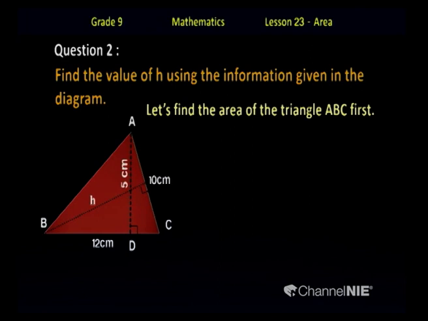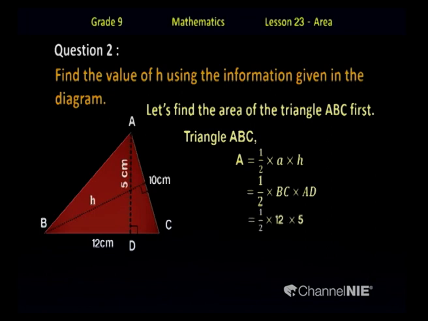Let's find the area of the triangle ABC first. What is the base? What is the correct perpendicular height? If you are selecting 12 centimeter as the base, then how can you write it? Half into 12 into 5. Then it is half into BC side into AD. AD is the perpendicular height. Then the values: half into 12 into 5.